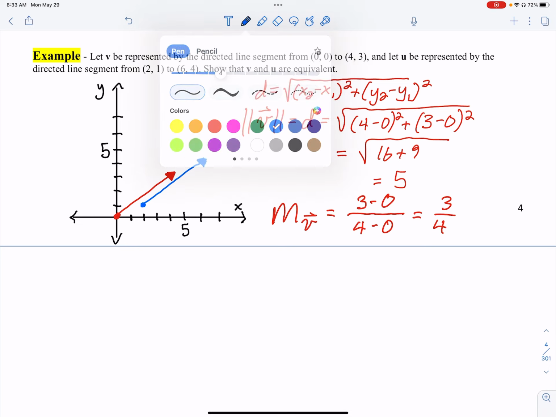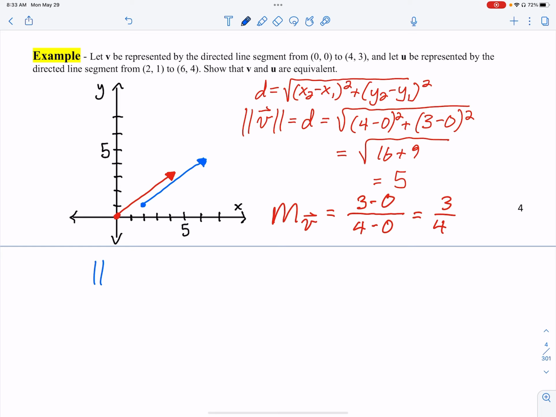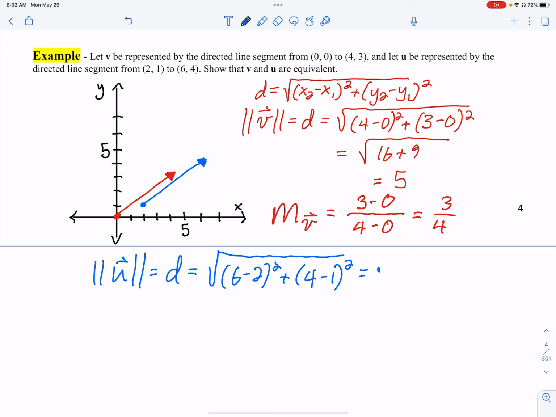All right, let's do the whole thing again for u. There's my u vector. I put the bars around it to write the magnitude, which is the distance. So this is going to be the square root of (6 minus 2) squared plus (4 minus 1) squared. So that's going to be 16 plus 9, which is 25. The distances, the lengths, using the distance formula, are the same between vector u and vector v. So they have the same length. Okay, that's the magnitude part.